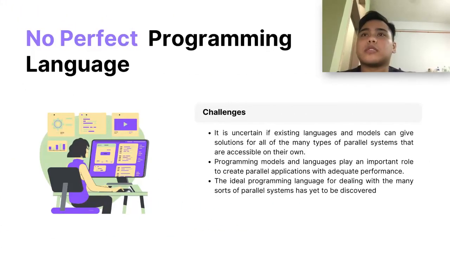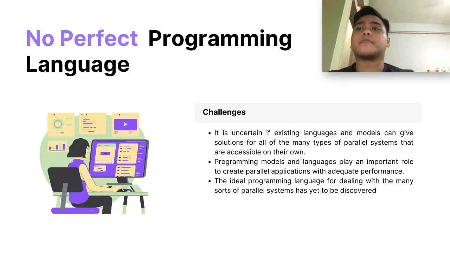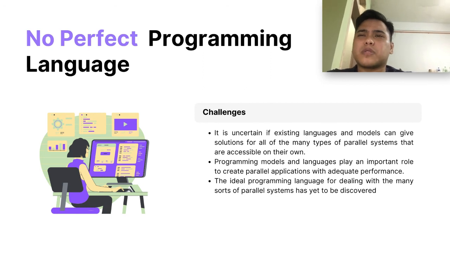The next challenge is about there being no perfect programming language. So it is uncertain if existing languages and models can give a solution for all of the many types of parallel systems that are accessible on their own. Programming models and languages play an important role in creating parallel applications with adequate performance. The ideal programming language for dealing with the many sorts of parallel systems has yet to be discovered.